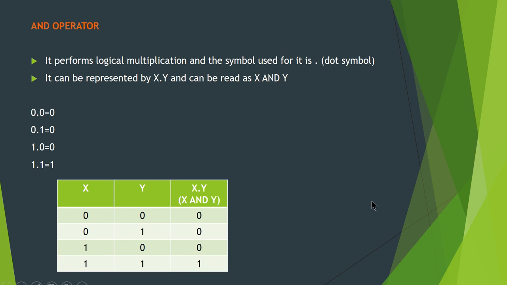So next we are going to understand the AND operator. It will take a minimum of two inputs, or more. It performs the logical multiplication operation, and you can represent it with a dot symbol or a cross symbol, or even if you write it without any symbol, xy, it means that there is a multiplication operator in between, right?